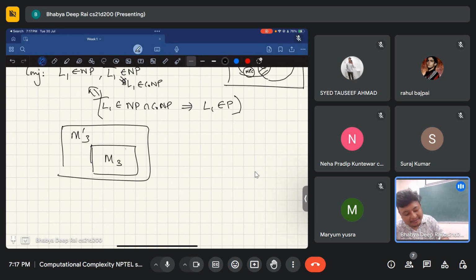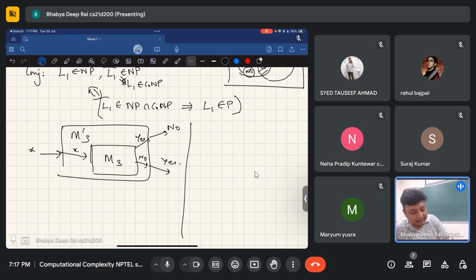Okay, and if M3 said yes, I say no. If M3 says no, I say yes. Here's the input x, and I just pass it to M3. And this was the idea. If I use the same idea for NP, remember, the machine was non-deterministic, it will not work.